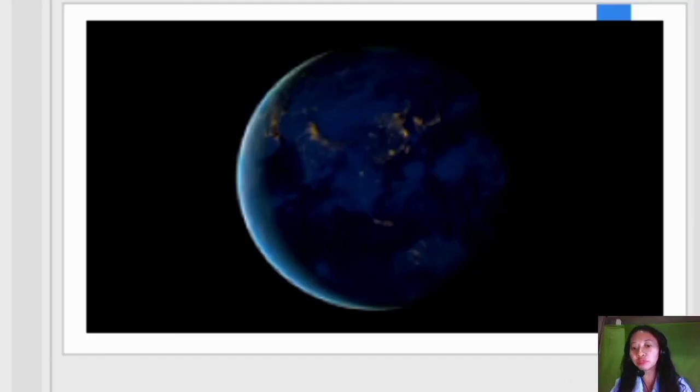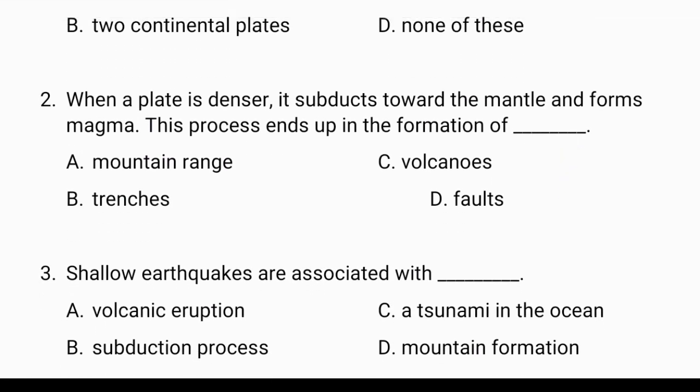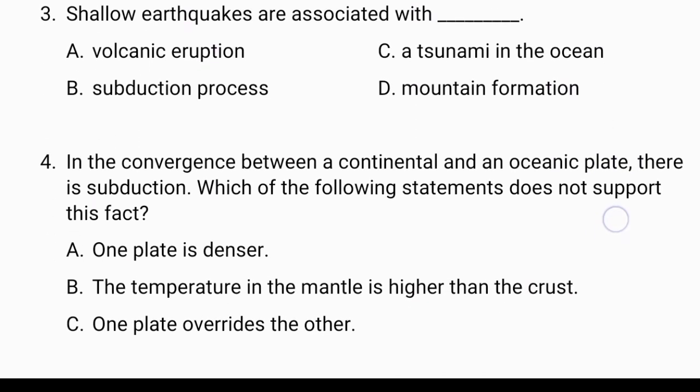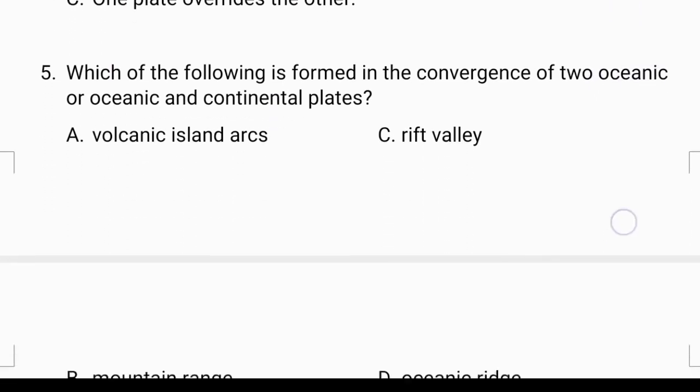Okay, so now that we already finished our three lessons under the processes and landforms along plate boundaries, I think it's time now for our assessment. Are you all ready? So, for your assessment, we have here a 15-item task. We have here the different questions. So, I want you all to answer the following question by choosing the letter of the correct answer.